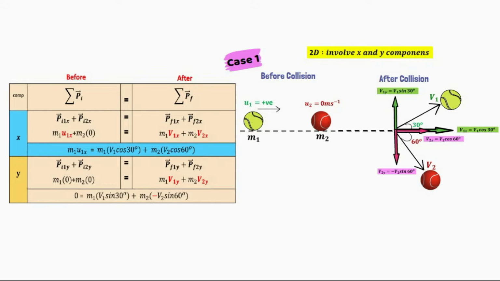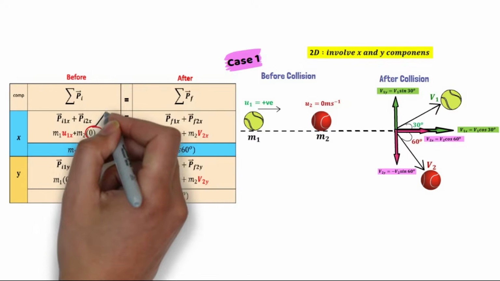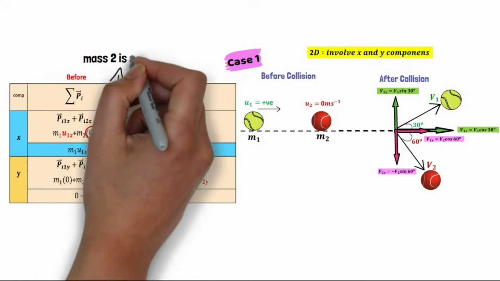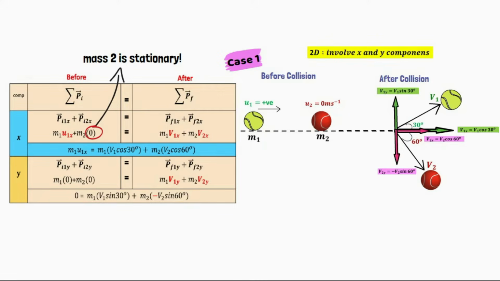Okay, so before collision, since ball 2 is not moving, that's why U2X is equal to 0. Kita substitutekan nilainya adalah 0 because the object is at stationary. And before collision, kita hanya ada nilai initial velocity untuk ball 1 sahaja, U1X. And then after collision, since we have the value of V1X and V2X, so we need to substitute in this equation. Okay, pastikan nilai X masuk dekat equation X, nilai Y masuk dekat equation Y.